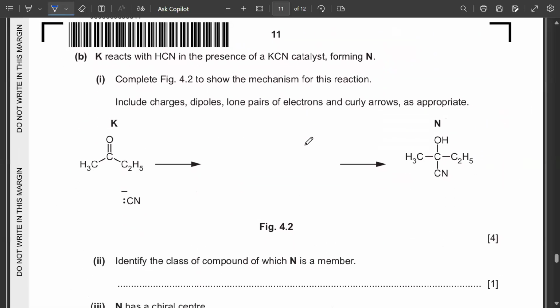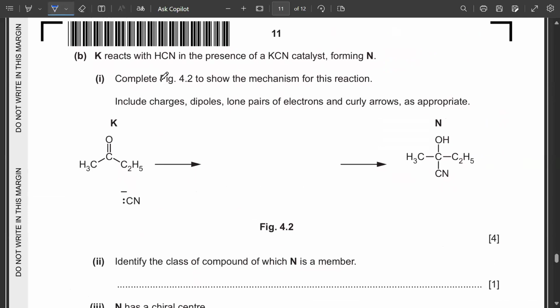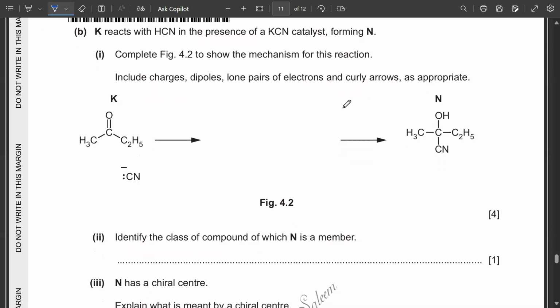Now the last part of the question, B: K reacts with HCN in the presence of the KCN catalyst forming N. Complete the figure for P22 to show the mechanism for this reaction. Include charges, dipoles, lone pairs of electrons, and curly arrows as appropriate. So the reaction is between the CN with this compound, which is a ketone. So we should know that this carbon is positively charged over here. The oxygen is negatively charged. Now this lone pair will be attacking on this positively charged carbon, and as a result of this the double bond will now break heterolytically to take the electrons on the oxygen atom.